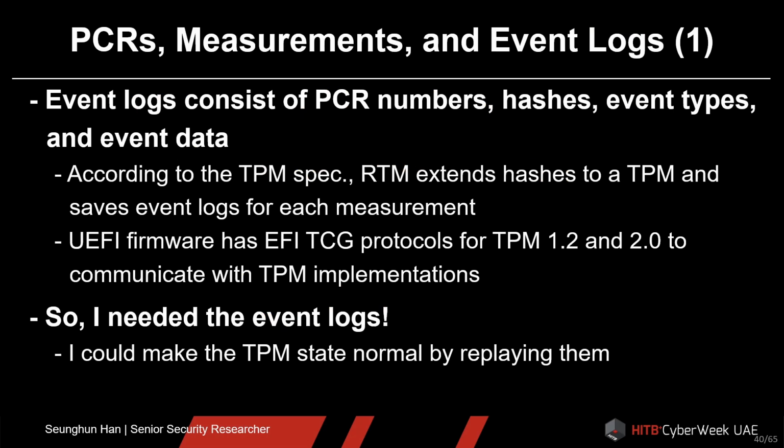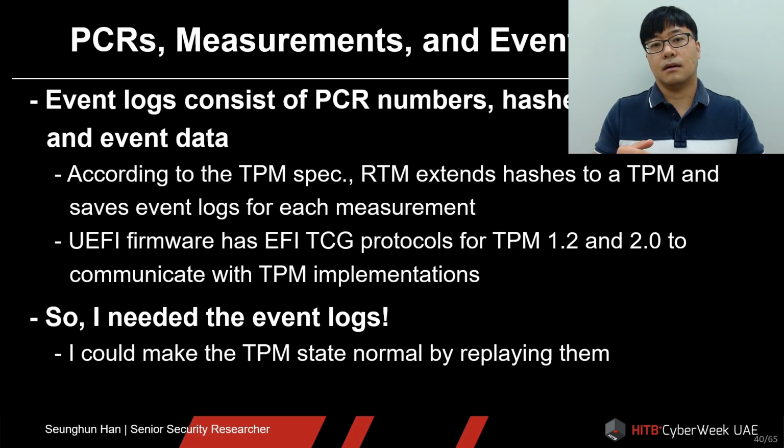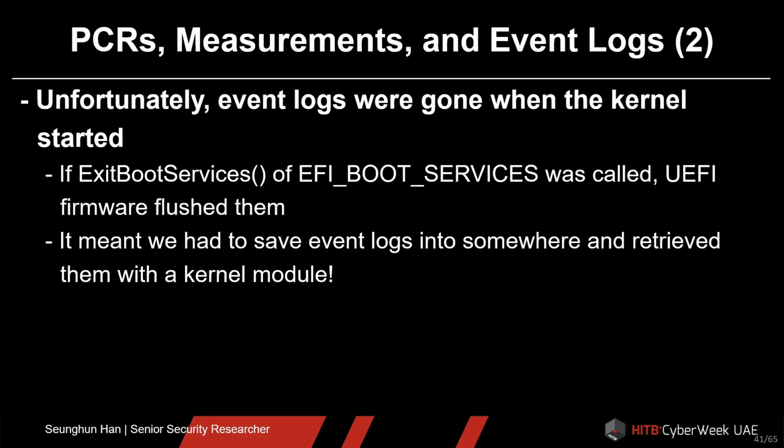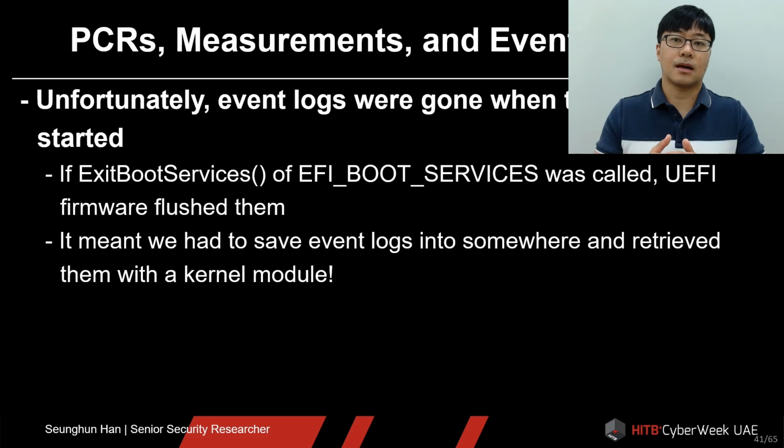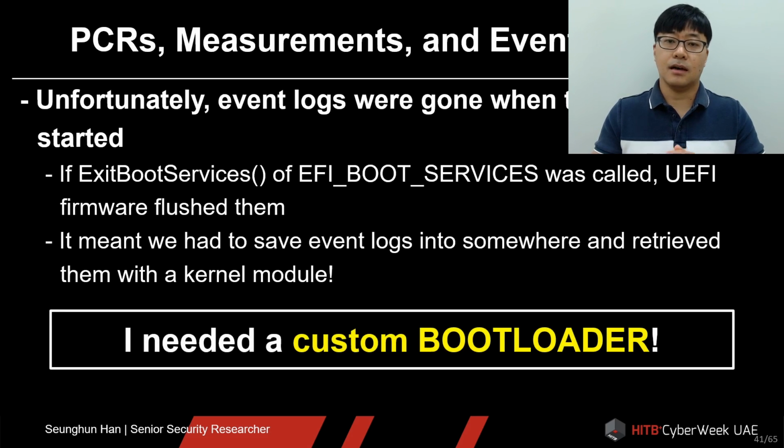But how? I could get them from event logs. Event logs consist of PCR numbers, hashes, event types, and event data. According to the TPM specification, the RTM extends hashes to a TPM and saves event logs for each measurement. However, event logs were gone when the kernel started. If ExitBootServices of EFI boot services was called, UEFI firmware flushed them. It meant I needed a custom bootloader.